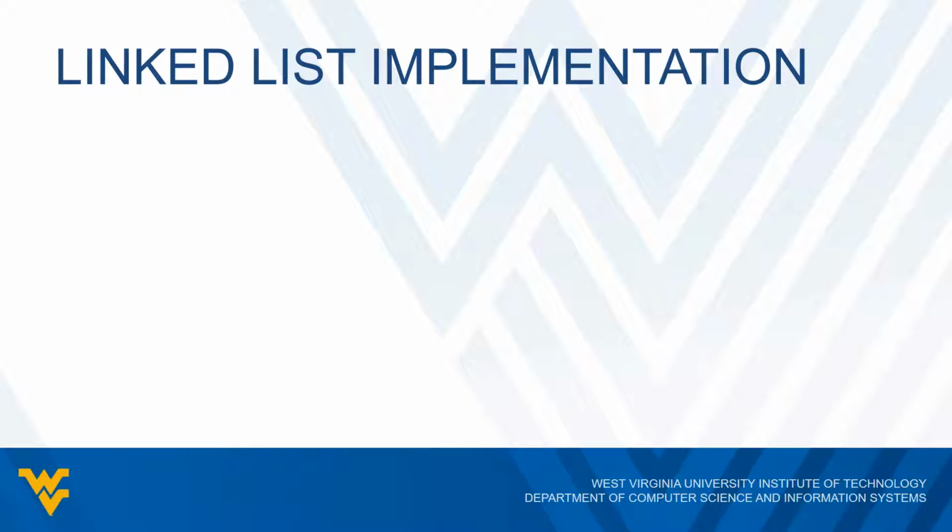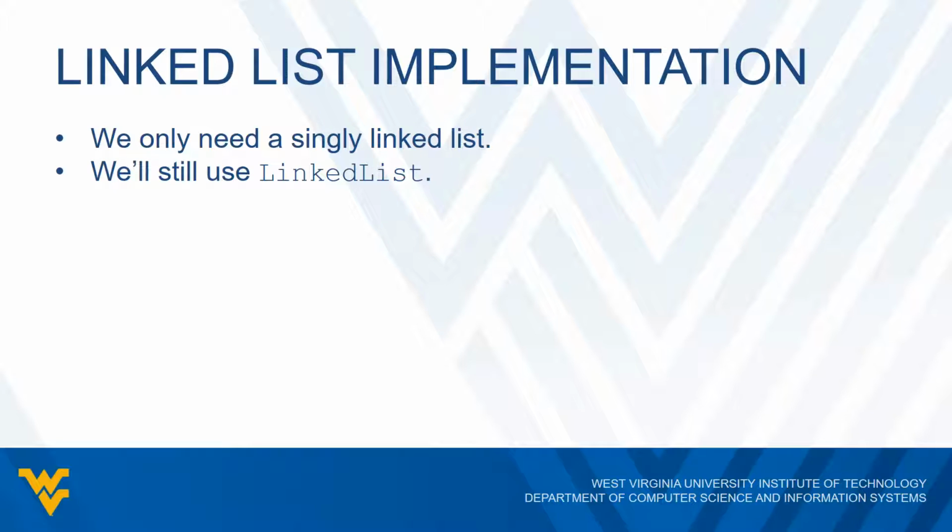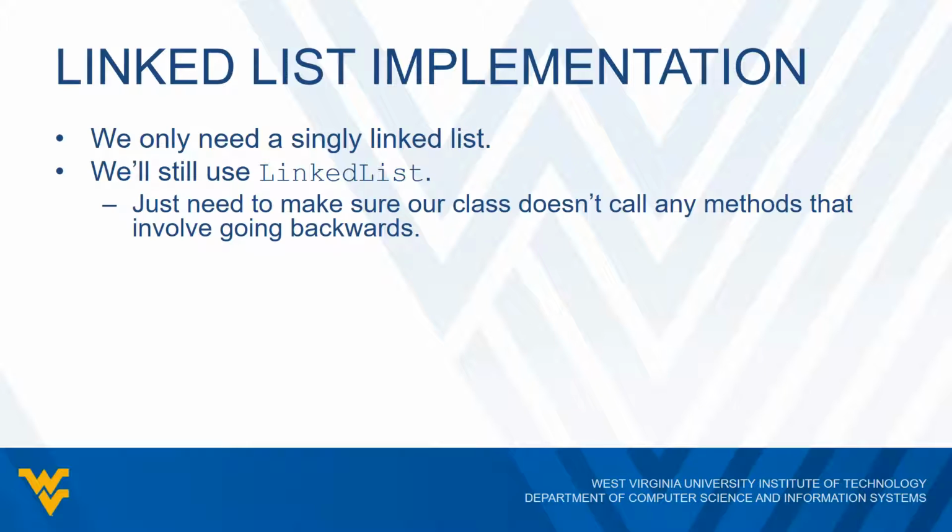We'll start by looking at how we would implement this using a linked list. So we only need a singly linked list. We don't need a doubly linked list for this. And because we will be using the linked list class, we'll still use it, we just need to make sure that we don't go backwards. We're still going to go forwards, that's okay. So we can still have a doubly linked list as the underlying data structure. We just don't use any of the functionality of going in the opposite direction.